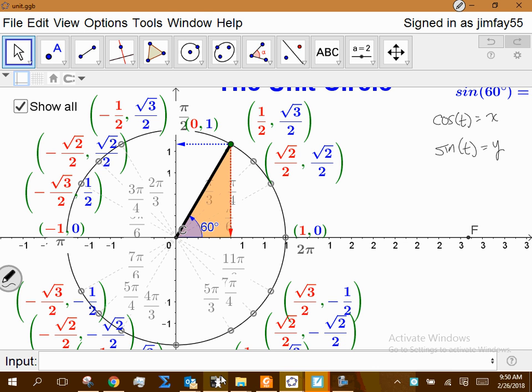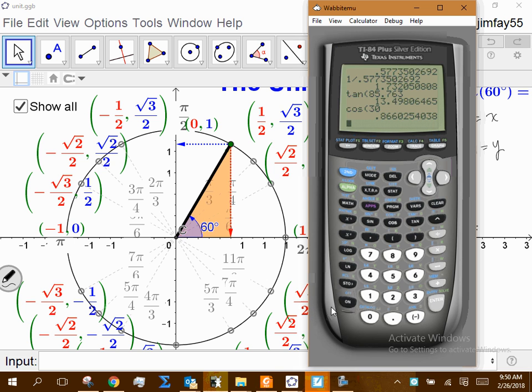And you can verify that. You can take your calculator out. Now I'm in degrees, so I'll just type in cosine of 60, and it spits back my 1/2. Exactly that. Is that okay with everybody? And that's the logic behind why we use R to be 1, why we're interested in the unit circle.